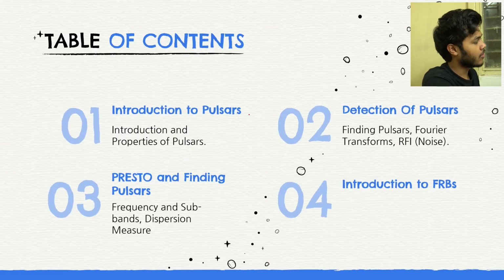So this is the table of contents. First we will see what pulsars are and how to detect them, and what algorithm or software we can use to detect them, and then at last a small introduction to FRBs, that is fast radio bursts.